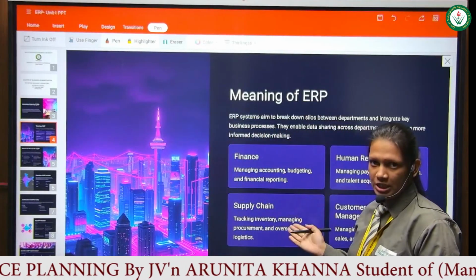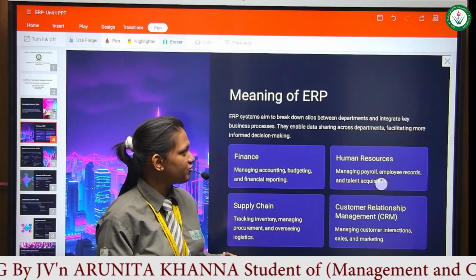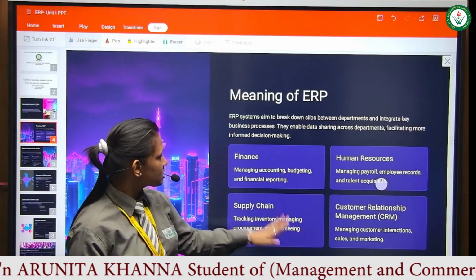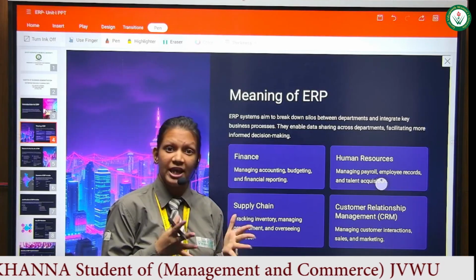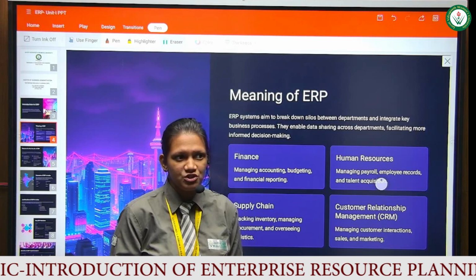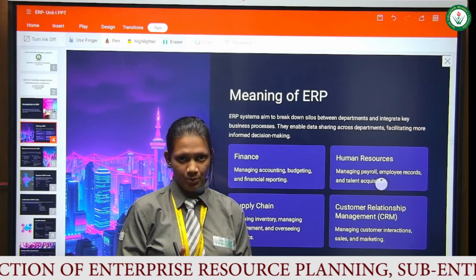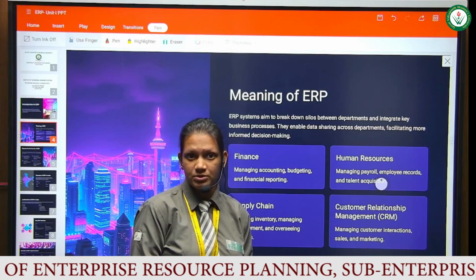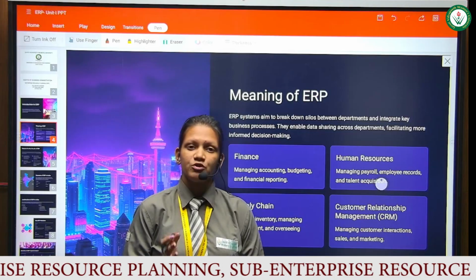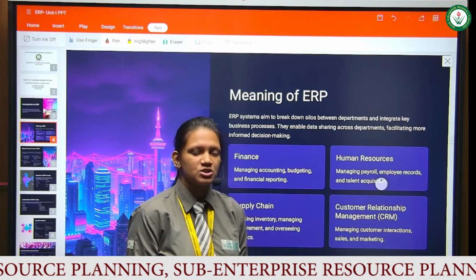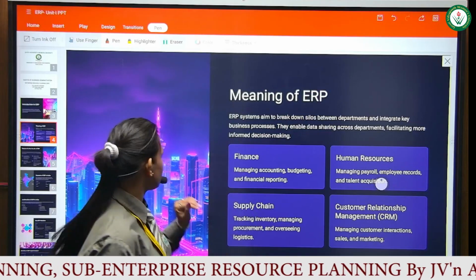Next is the meaning of ERP. In ERP systems, there are a number of different platforms and different areas in which we incorporate ERP, whether that is related to finance, or HR, for managing human resources in any kind of industry, then supply chain for tracking inventory, how much inventory is stored, how much we need more, etc. In customer relationship management, we focus on how we can manage our customers' relations so that we can bring more customers to our business.